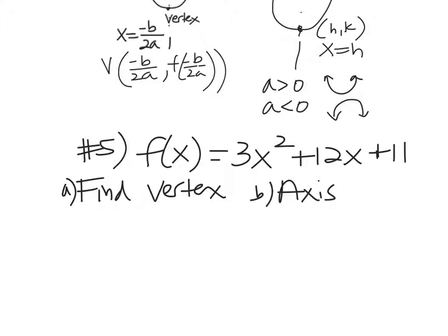Now, there's 3 ways to do this. Number 1, you can graph it on your calculator and find the maximum or minimum, depending on if it's opening up or down. That's your vertex. The other way is to do x is negative b over 2a, so you have to memorize the formula. The other way is you could complete the square.